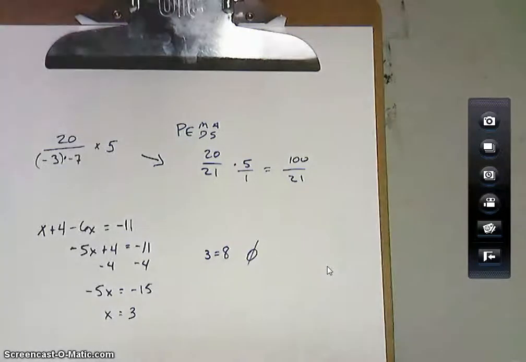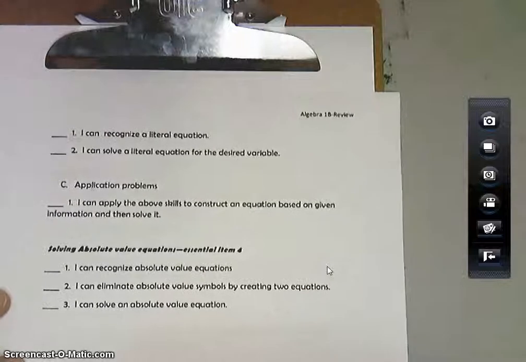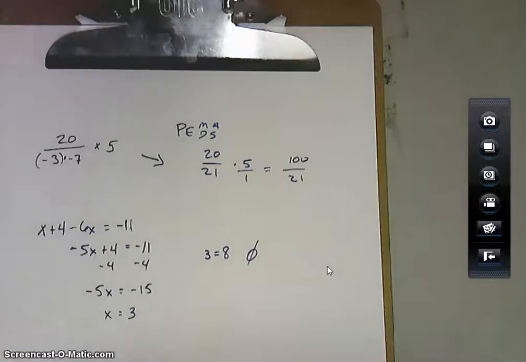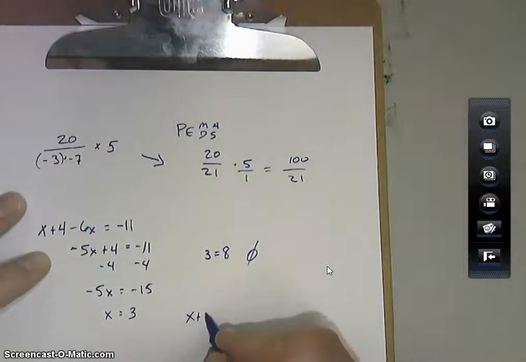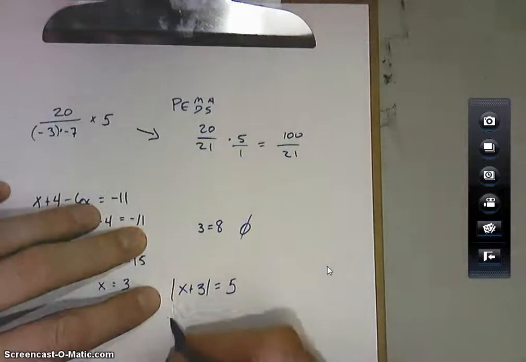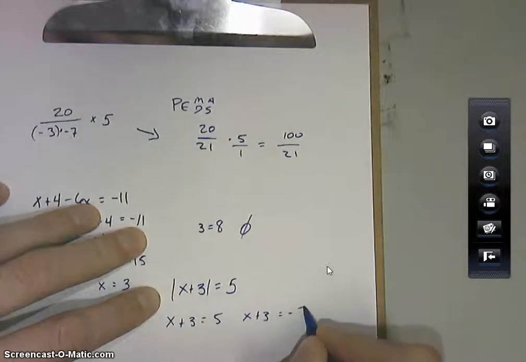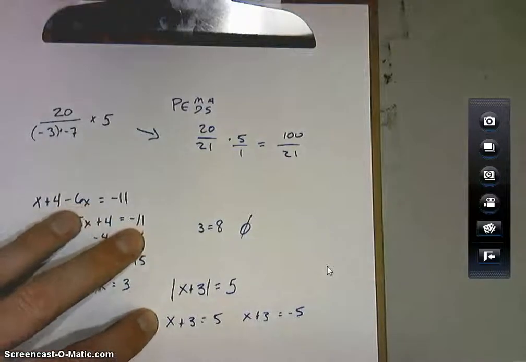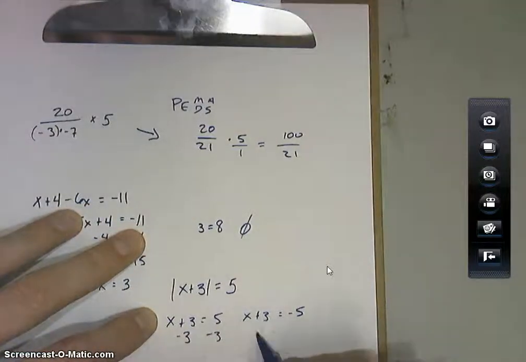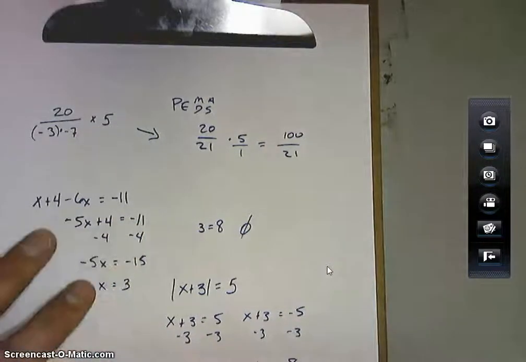On the back page, we get down to literal equations, which we talked about today, and absolute value equations. Remember that if we have an absolute value equation, we're going to always set up two equations. x plus 3 equals 5, and x plus 3 equals negative 5. We subtract 3 from both, and we get x equals 2 and x equals negative 8.